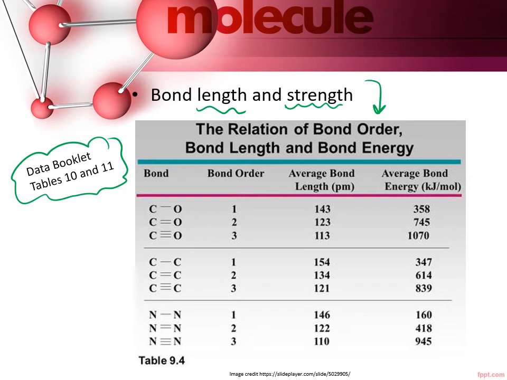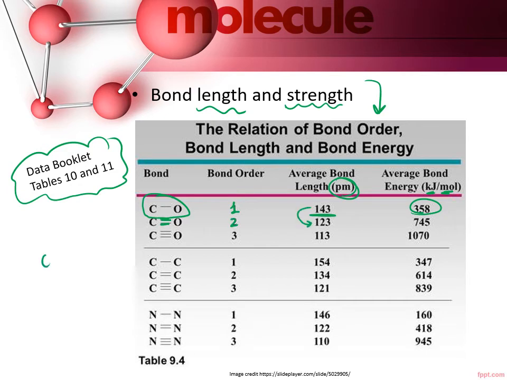So this single bond between carbon and oxygen has a bond order of 1. That just means it's a single bond. Its length is 143 picometers, and its strength, the energy needed to break that bond, is 358 kilojoules per mole of that bond. If I make it a double bond, now it's bond order 2, notice that it gets shorter.